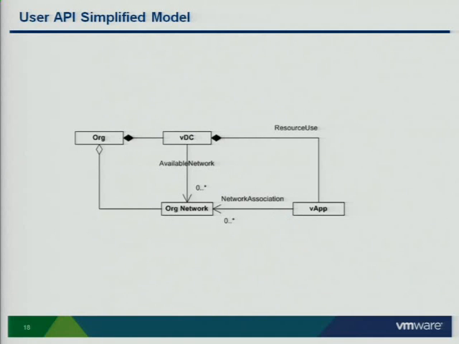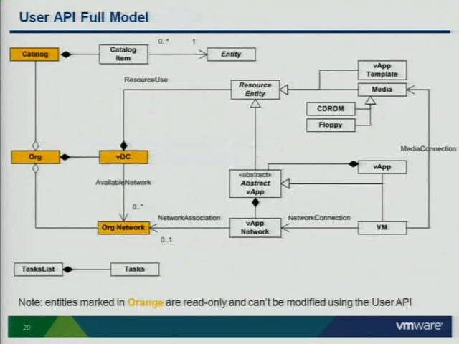And if I expand this model further, the full model for the user API is as you see it. On the top, we have the catalog. The catalog contains catalog items. A catalog item is basically a reference to an entity in the system. For vCloud API 1.0, this entity could be only VApp template or media. Then VDC. In VDC, you can have multiple resource entities. And resource entities can be VApp templates, media, or VApps.